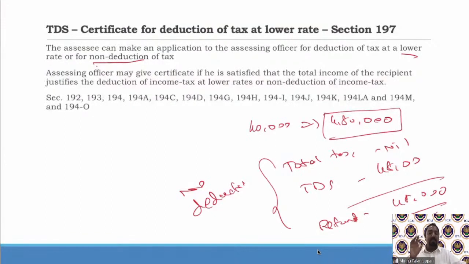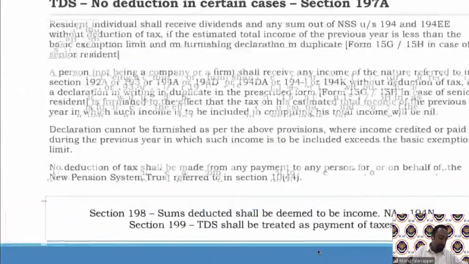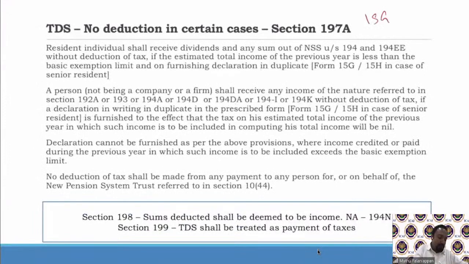See, this is my income, this will be my tax, so don't deduct TDS. This can be applied for, and an income tax officer shall grant a lower deduction or no deduction of TDS for all these sections. 197A is typically for bank interest, dividend, and other things. There are two forms, 15G and 15H. H is for senior citizens, G is for others.